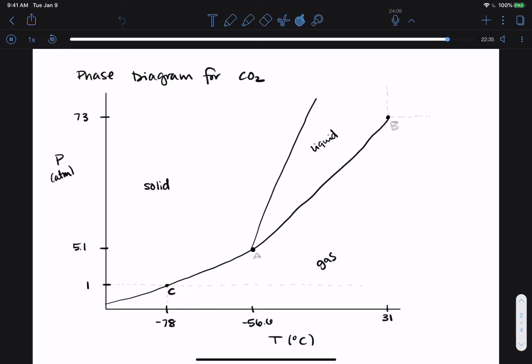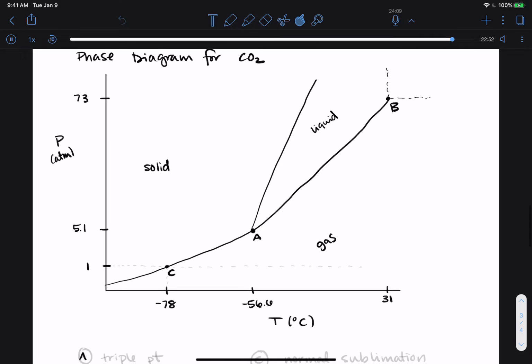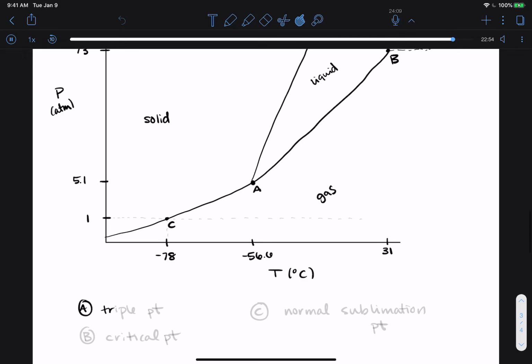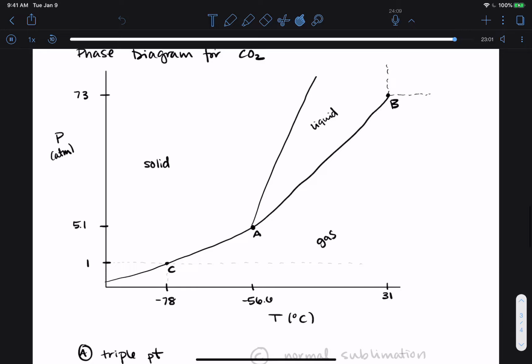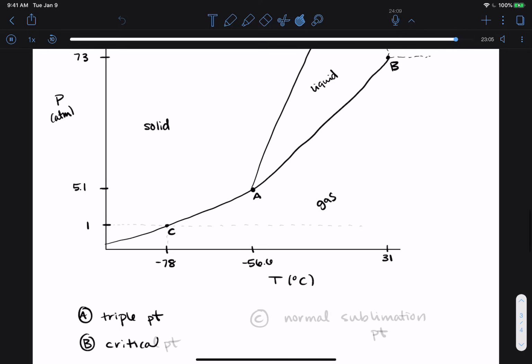So in terms of labeling the points that I have, I've only got 3 marked on here, but some of them you'll be able to see. So like point A, right, this looks like it has 3 phases in equilibrium. Point A is the triple point. Point B is the end of that liquid vapor line. So point B is the critical point.